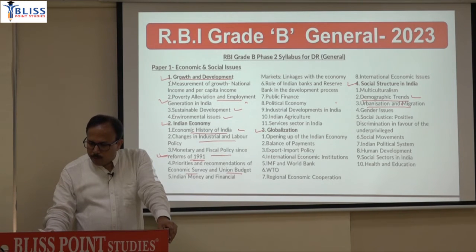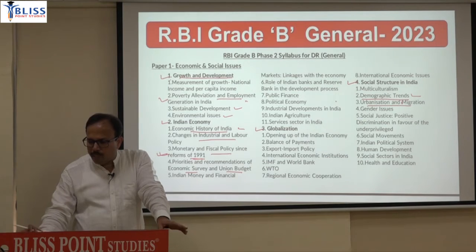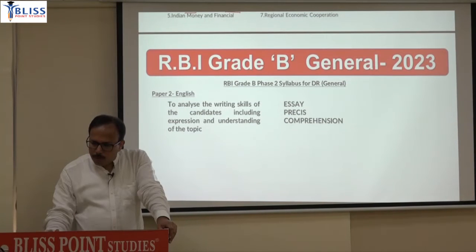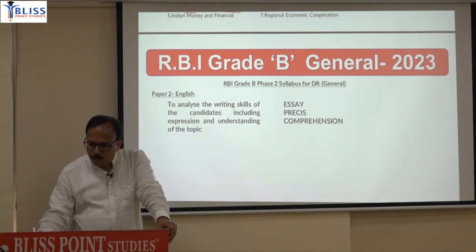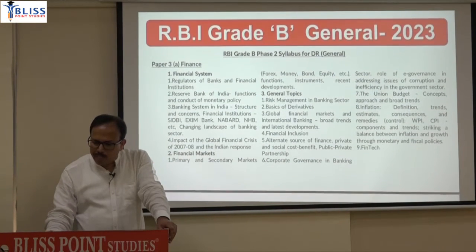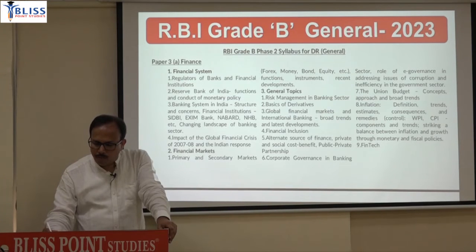So the paper 1 will be basically consisting of that economic and social issues. So more will be explained in the lectures, and paper 2 is mainly your English. So it will be containing essay, précis and reading comprehension. Third paper is finance and management. So it is divided into 2 parts. Finance, so financial system, RBI function and conduct of monetary policy.